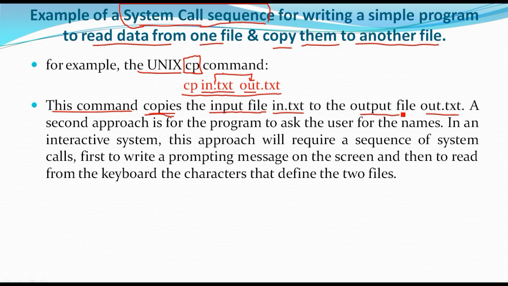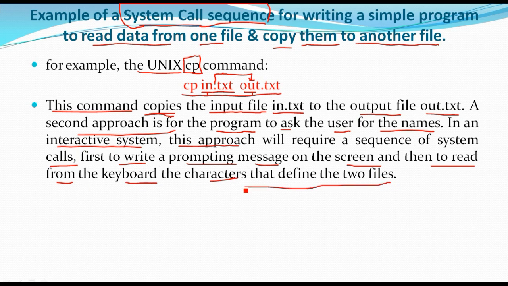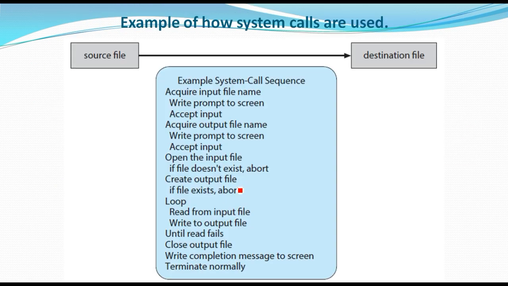A second approach is for the program to ask the user for the names. I have already referred to in and out; you can refer to other names also. In an interactive system, this approach will require a sequence of system calls. First, write a prompting message on the screen, and then read the characters from the keyboard that define the two files. Now, let us understand a sequence of system calls.